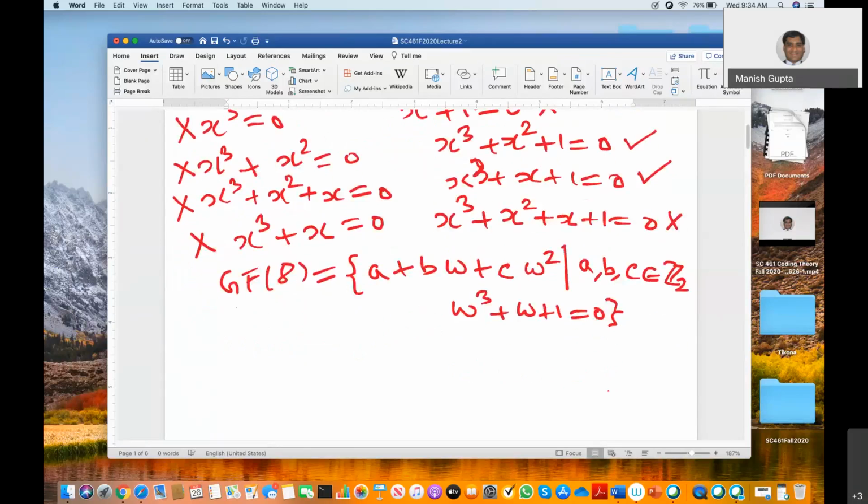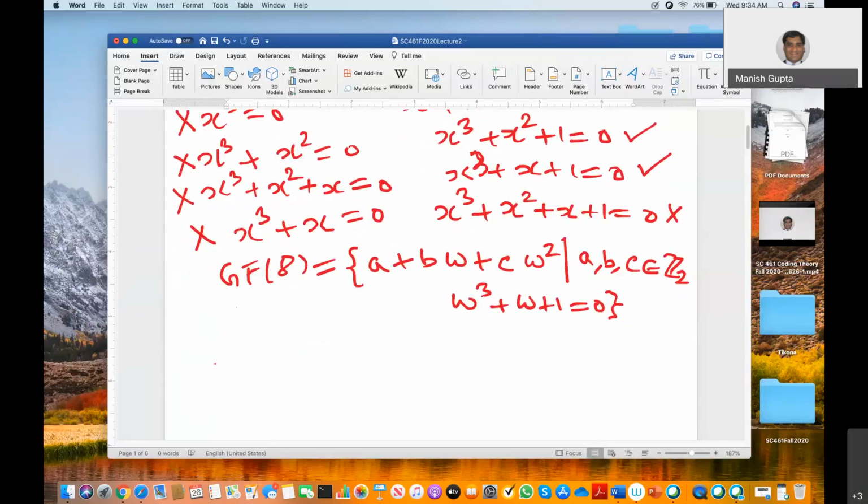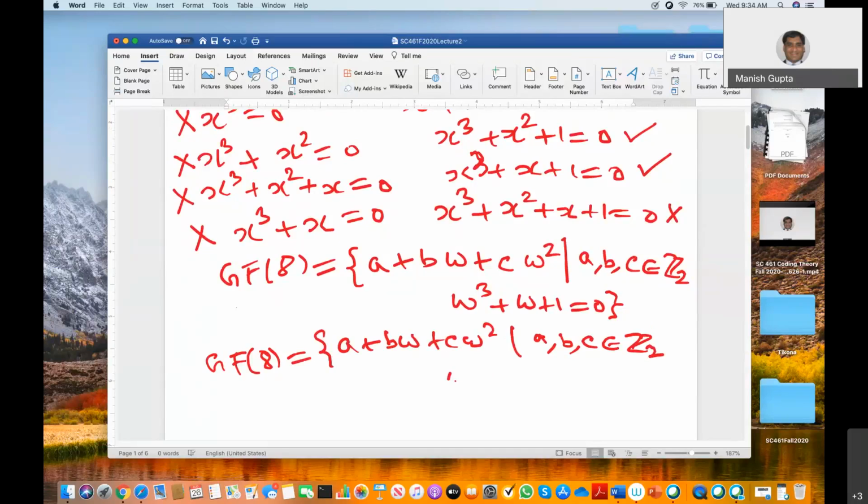Second construction could be, we take GF8 as a plus b omega plus c omega square, such that a, b, c belong to Z2, and omega cube plus omega square plus 1 is equal to 0. Got it? So there are two ways to construct the field with 8 elements. Either we use the equation omega cube plus omega plus 1 is equal to 0, or we use the other equation, omega cube plus omega square plus 1 is equal to 0. Either way, we will be able to construct a field with 8 elements.